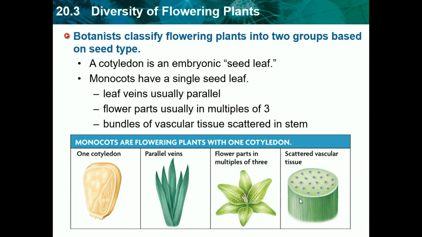So that's the end of chapter 20, which is plant diversity. In this chapter, we learned all about plants, how they formed and came to be, and what we use them for. This was a very interesting and detailed chapter.